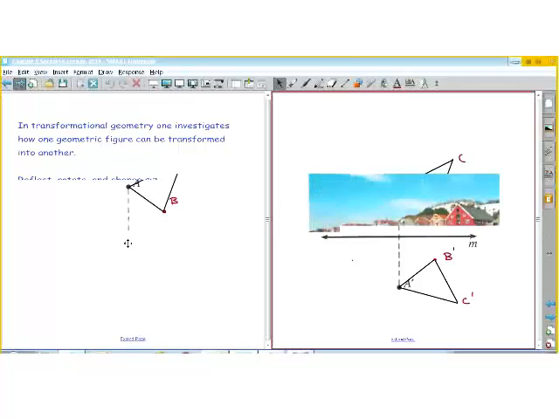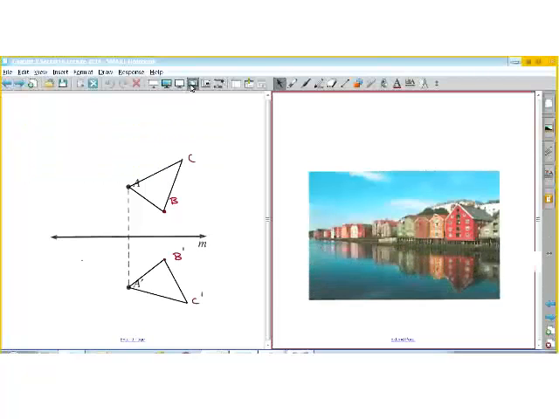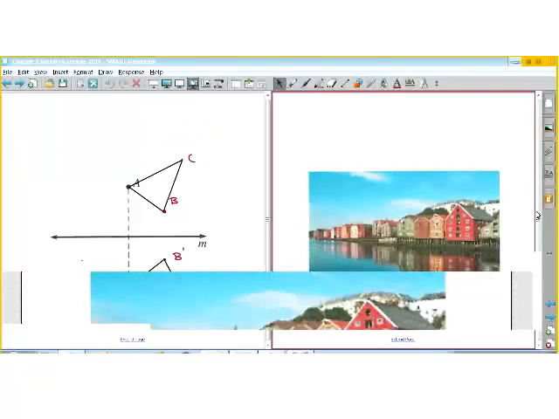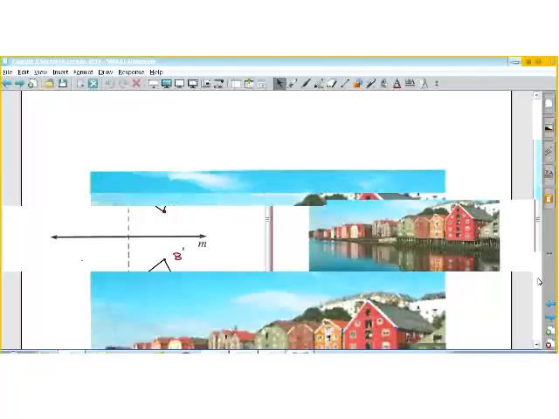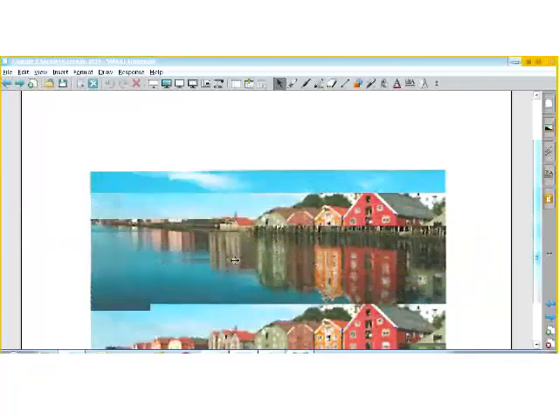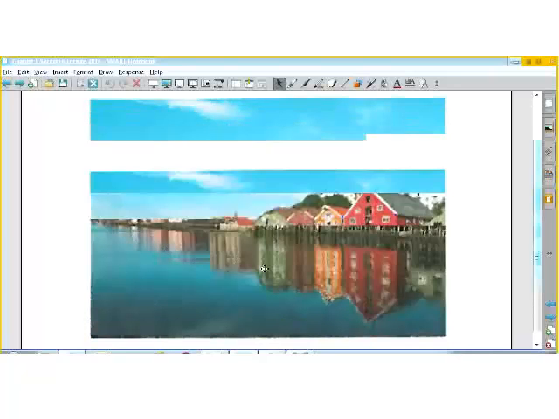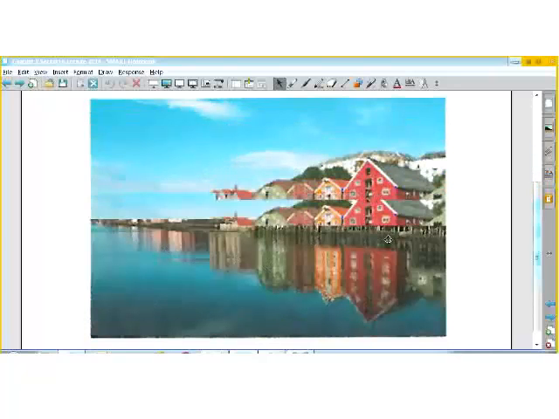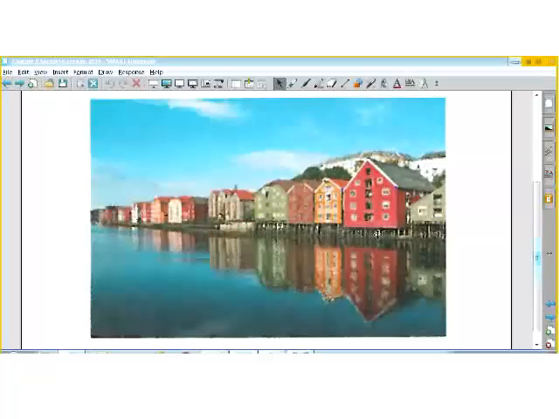Now, the lines don't have to be horizontal. Here's an example. It's a picture of somewhere, and if you look at the reflection in the water, the reflection is going to be symmetric around the water line. So wherever the water line is here, and you see the building, it's the same size and everything's upside down, but it's transformed, it's reflected.